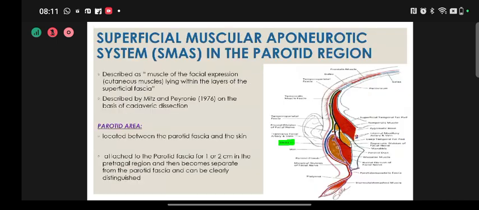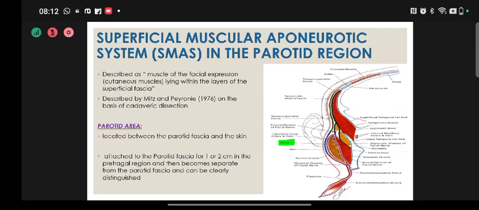pharynx. Now coming to the superficial musculoaponeurotic system, SMAS, which lies in the parotid region, and its clinical significance in day-to-day practice. Now SMAS is basically the superficial muscles of facial expression, which lie within the layers of the fascia. It was first described by Mitz and Peyronie in 1976 on the basis of cadaveric dissections.